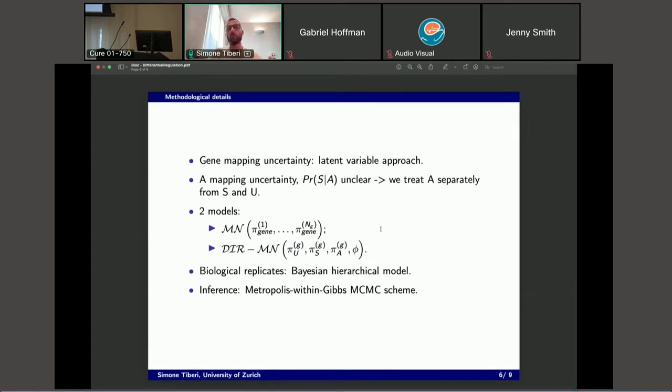Now, here I said we compare experimental conditions, but obviously we need biological replicates. So we compare multiple samples in each condition. And so we embed them in a Bayesian hierarchical model so that each sample has its own specific parameters, because we account for the biological variability between replicates, but at the same time, there is sharing of information across them. And inferentially, I don't go into details, but we use MCMC schemes where we alternately sample from the conditional distributions of the parameters given the latent states, and then the latent states given the parameters.